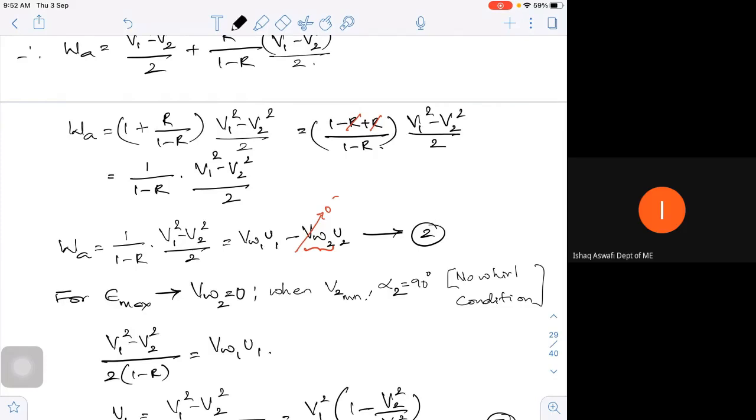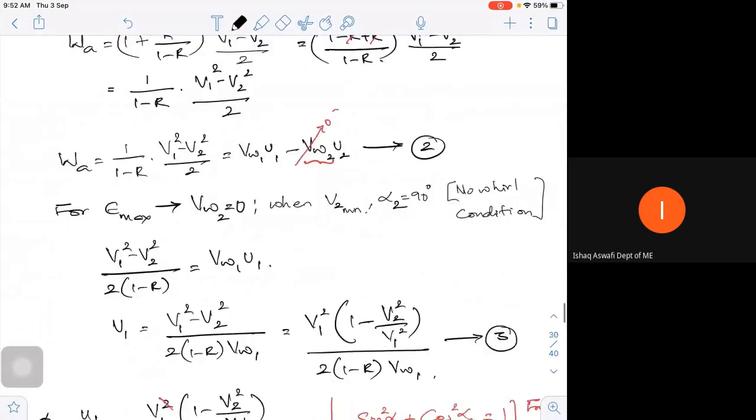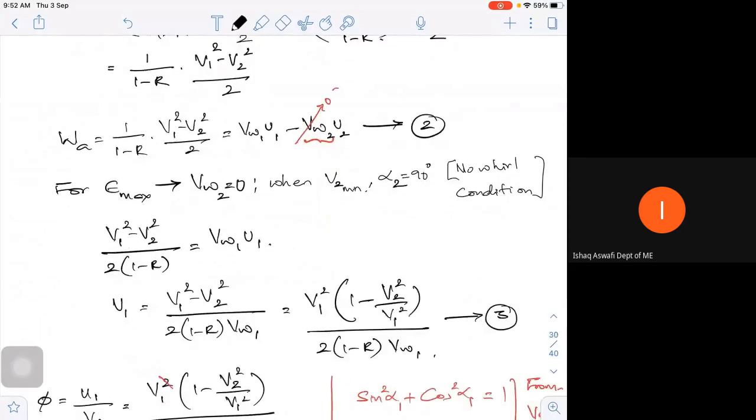So when my VW2 is equal to 0, your alpha at the exit means your flow is exactly radial. That means I don't have any tangential component at the exit of the fluid flow. So no whirl component or tangential component. With that condition, I am writing this as V1 square minus V2 square by 2 into 1 minus R.